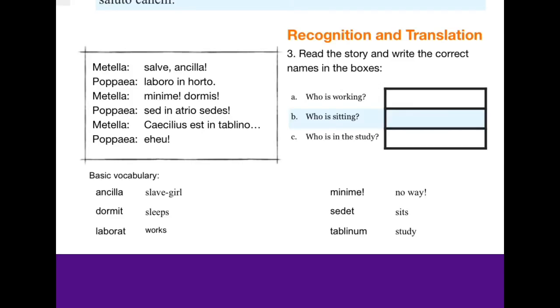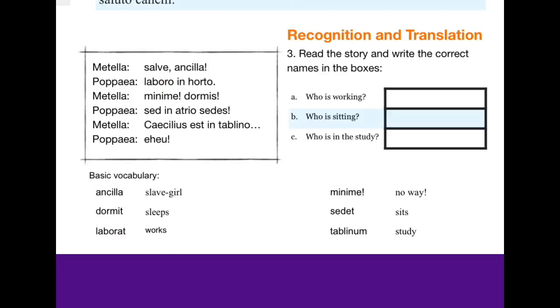Section 3 is a bit different and a bit harder, so let's try and explain what's going on. We have a story here and 3 questions about who is doing it. So we want 3 names in these 3 boxes. So let's work out who's working, or let's try and find the word for working. That's working, isn't it? Laboro. If you've forgotten the word, it tells you down there.